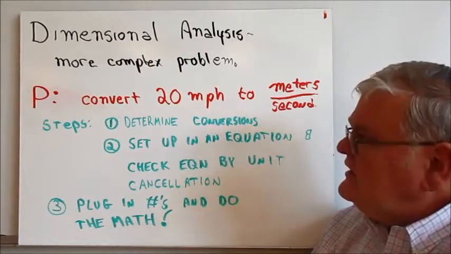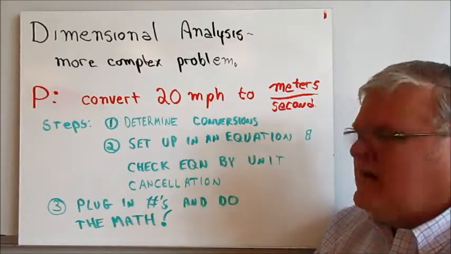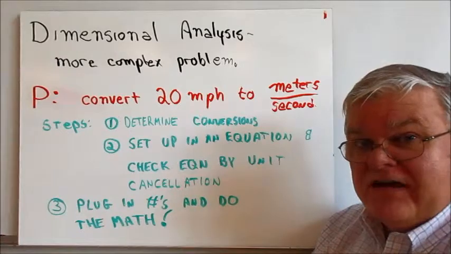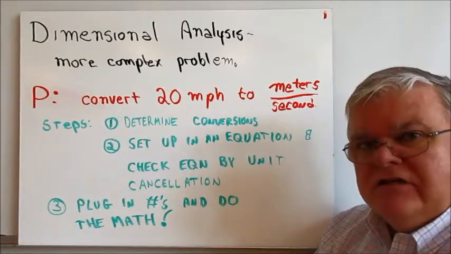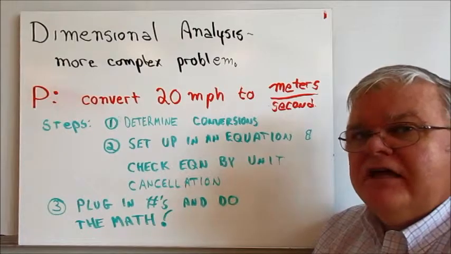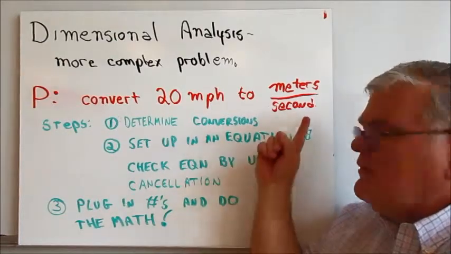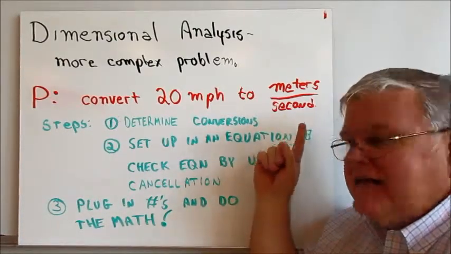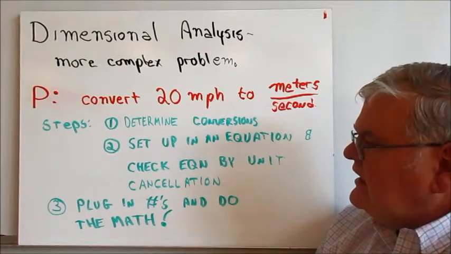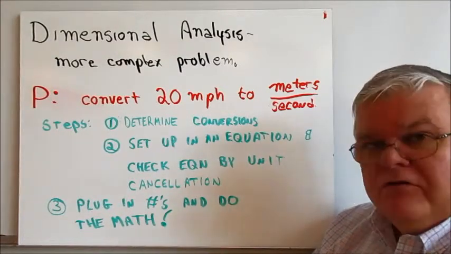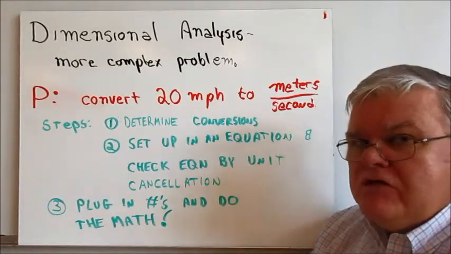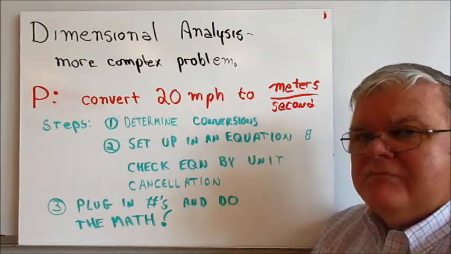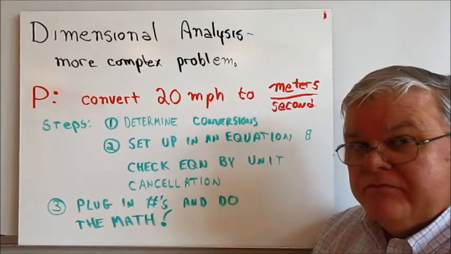Now the steps we're going to need to do: first, we're going to have to figure out what conversion factors we need. Then we'll have to set it up in an equation and check to make sure everything cancels so that we're only left with what we want, meters per second. Finally, we'll plug in our numbers and do the math. Remember, with these type of problems, you need to get the units right first before you attempt any math whatsoever.